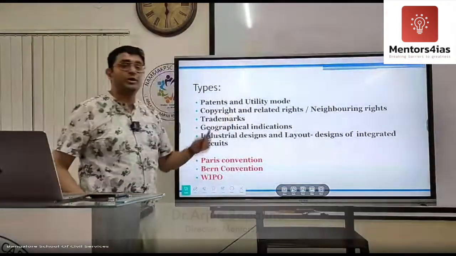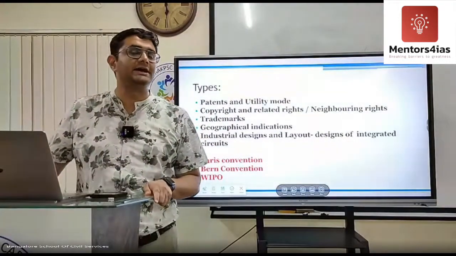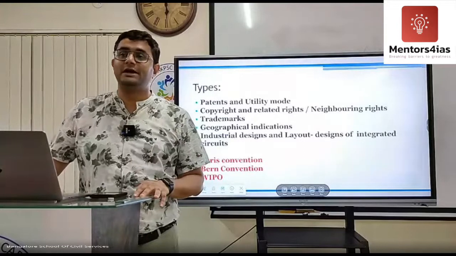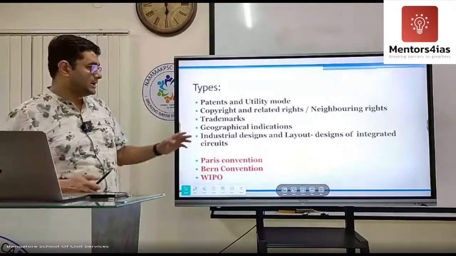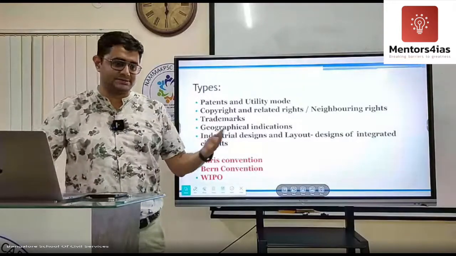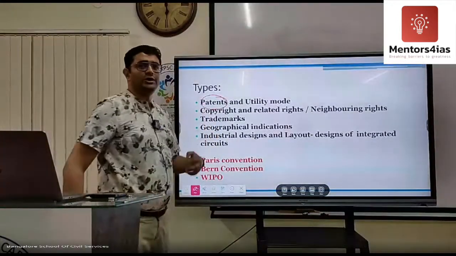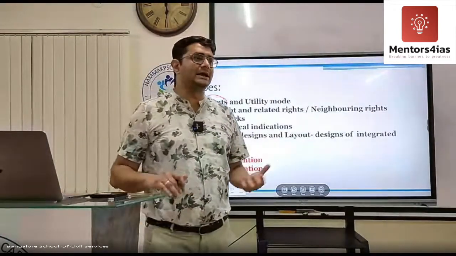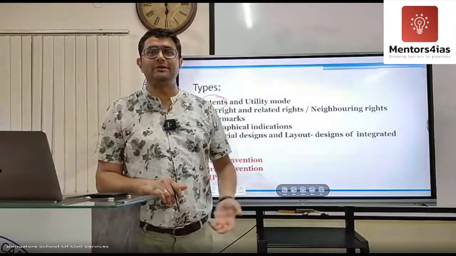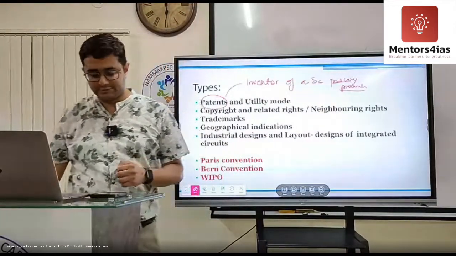Some of the important intellectual properties. Let's try to understand the different types of intellectual properties that are protected under this agreement, TRIPS. The first one is patent. What do you mean by patent? Patent is an intellectual property right that is given to an inventor of a scientific process or a product.